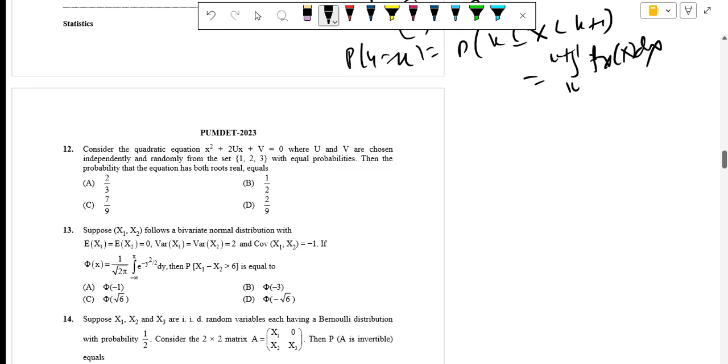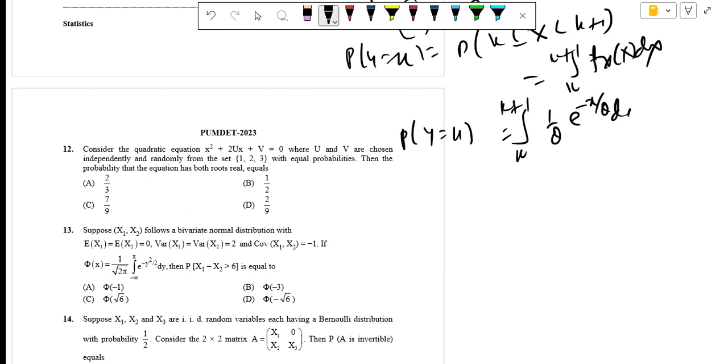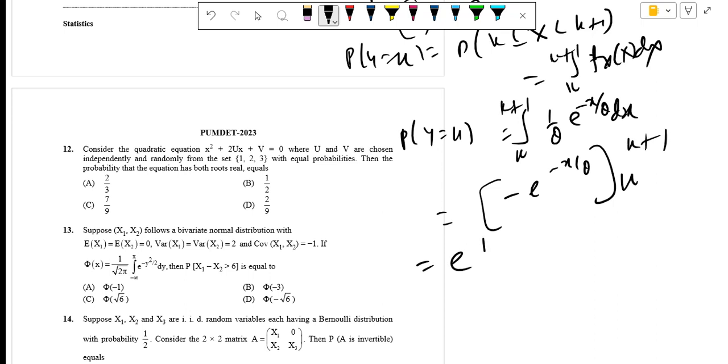dx. Substituting into the PDF, we get P of Y equal to k as the integral of 1 by theta e to the power minus x by theta dx. So we can calculate this from k to k plus 1, with minus x by theta. Finally we just calculate this, where e to the power minus k by theta is common.